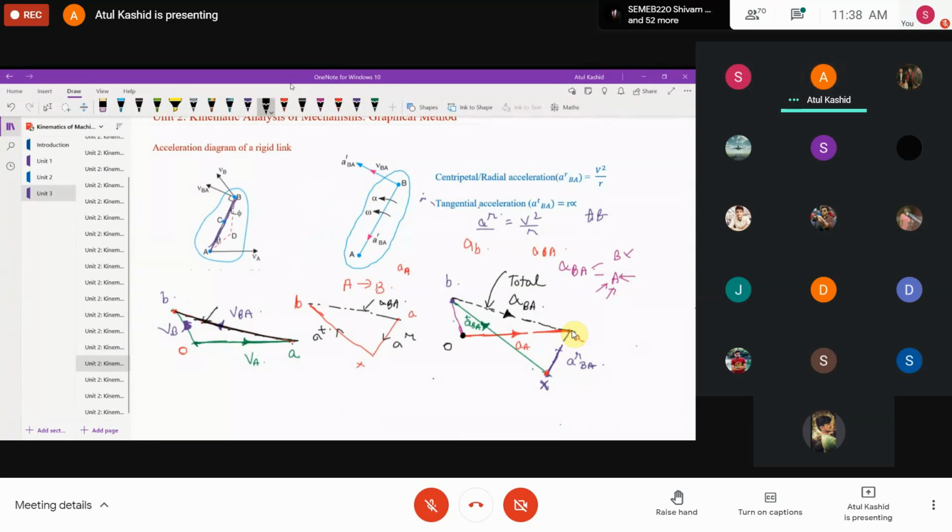But if you see, to reach A to B, here we went from A to X, which is our radial component. Then we went from X to B, which is our tangential component. And then we connected these 2 points, A and B, which is our acceleration of B with respect to A, right? So this is the difference between the velocity diagram and the acceleration diagram, right? Please reply in the chat box whether it is clear or not, the difference between the velocity diagram and the acceleration diagram.